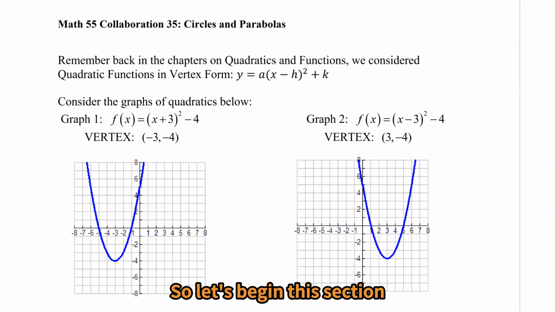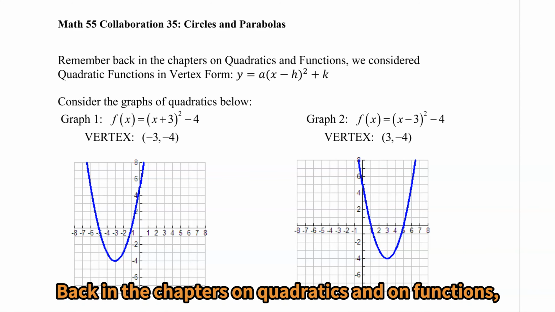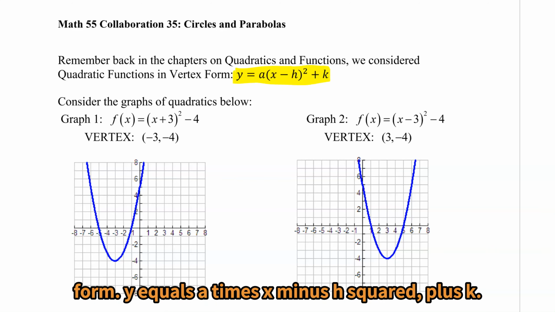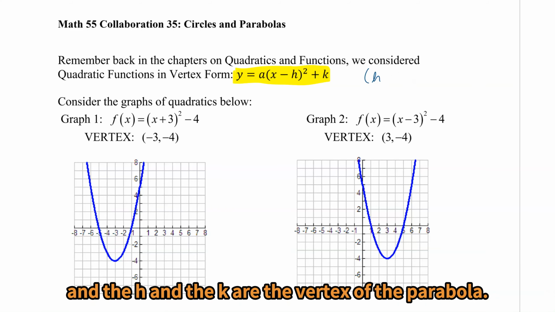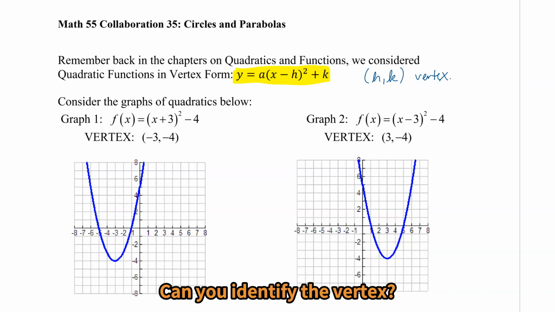So let's begin this section with what we've already learned. Back in the chapters on quadratics and on functions, we looked at quadratic functions in vertex form: y equals a times (x minus h) squared plus k. The a tells us how the parabola opens, and the h and the k are the vertex of the parabola. Given the graphs of quadratics pictured, can you identify the vertex?